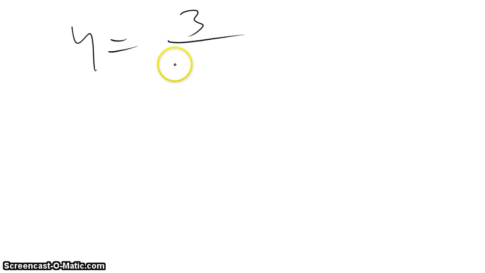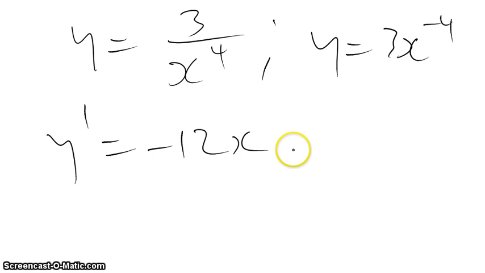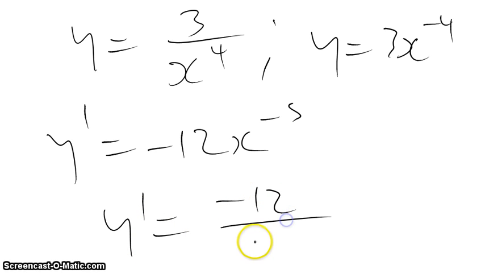3 over x to the 4. Something like that. Now, to make it easier, we could write it as y equals 3x to the minus 4. Okay? So, to find the derivative, drop it, take 1 off it, minus 4 times 3, minus 12. X to the, take 1 off it, minus 5. So the derivative function could also be written as minus 12 over x to the 5. Done.